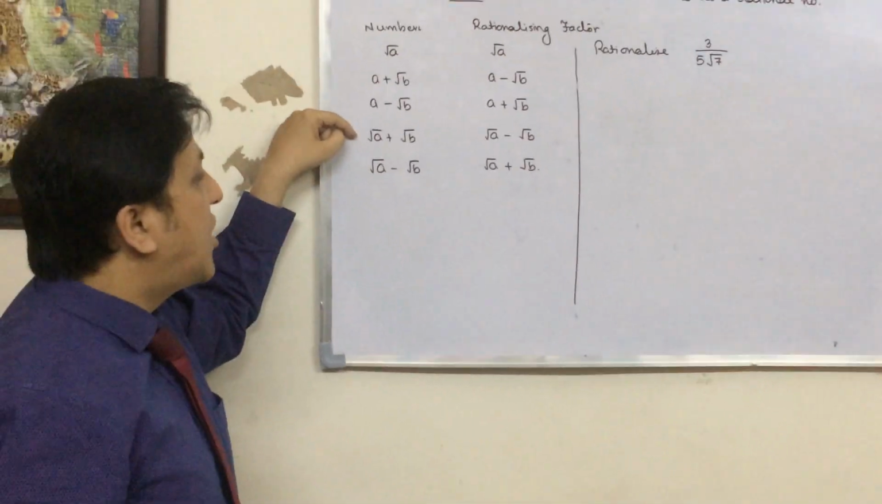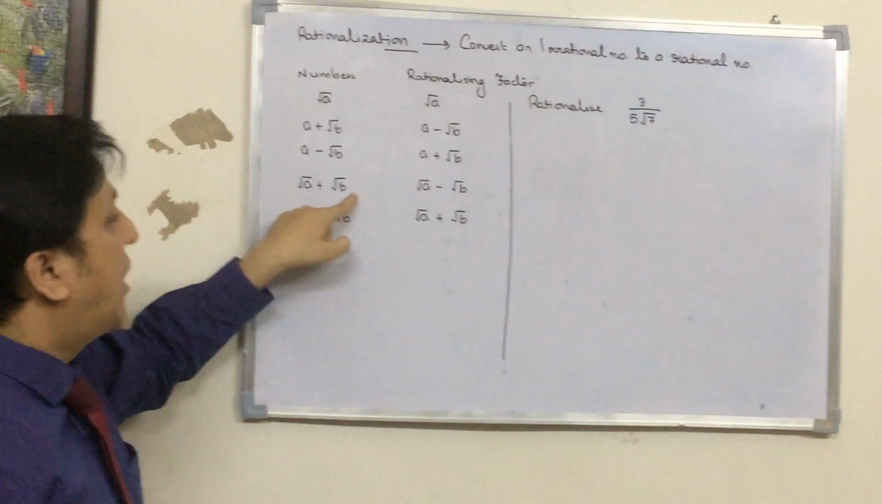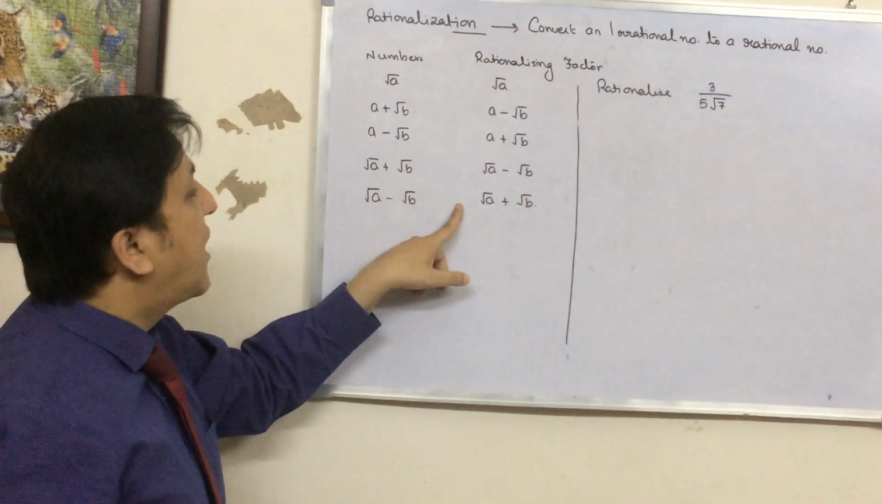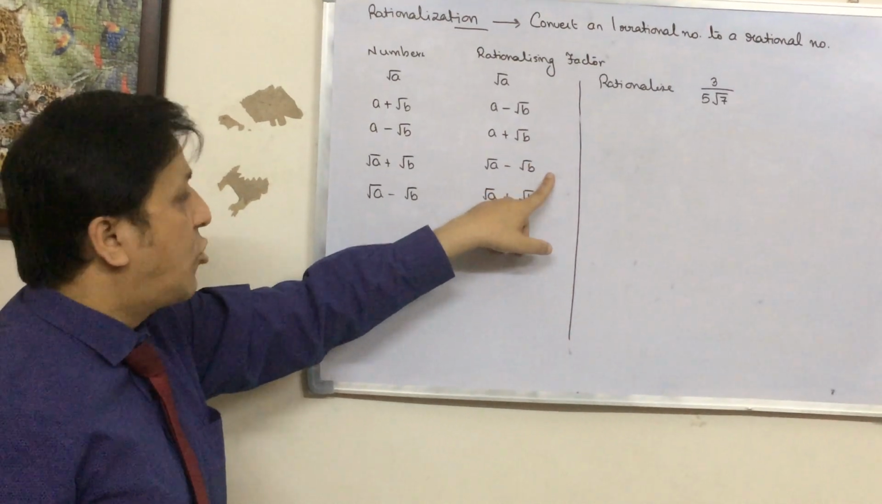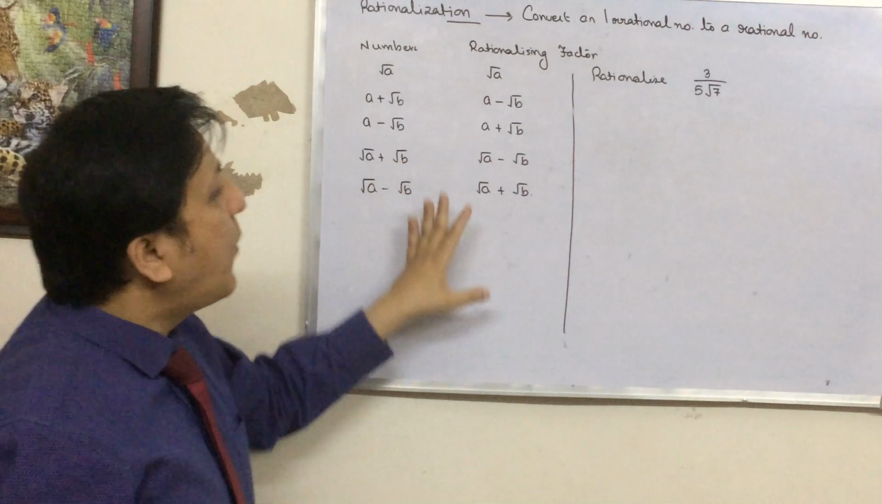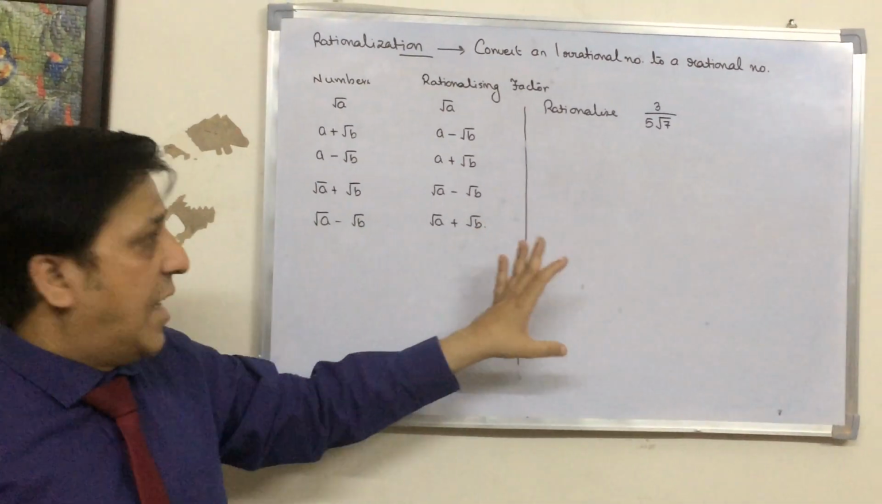Similarly, if the irrational number is of the form under root a plus under root b or under root a minus under root b, then its rationalizing factor will be under root a minus under root b and under root a plus under root b. We will take up an example to show you how we rationalize.